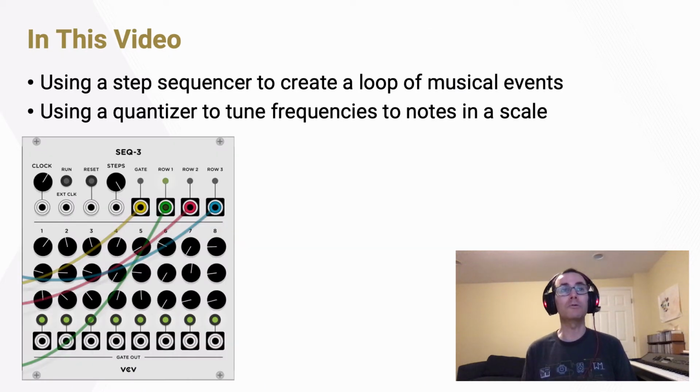In this video, we're going to build on what we did when we learned about envelopes and LFOs in the last video and look at another way to change sounds over time using a step sequencer to create a loop of musical events. We'll also look at the concept of quantization and how we can use that to make sure that events happen at structured points in time according to a common pulse or meter, and also how we can tune frequencies to the notes of a scale.